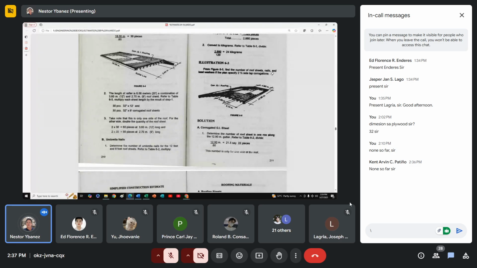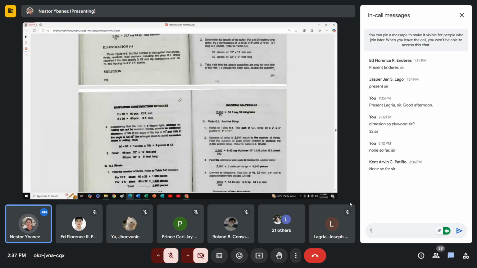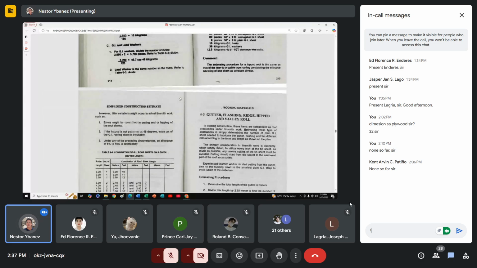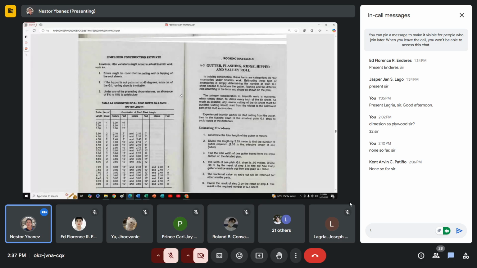Amplify the number of options means plan. So, divided by 0.6. This will make 1 pack. These are the usual factors, 0.6, 0.7, and that's enough. Next, the gutter flushing, ridge, heat, and valley roof.